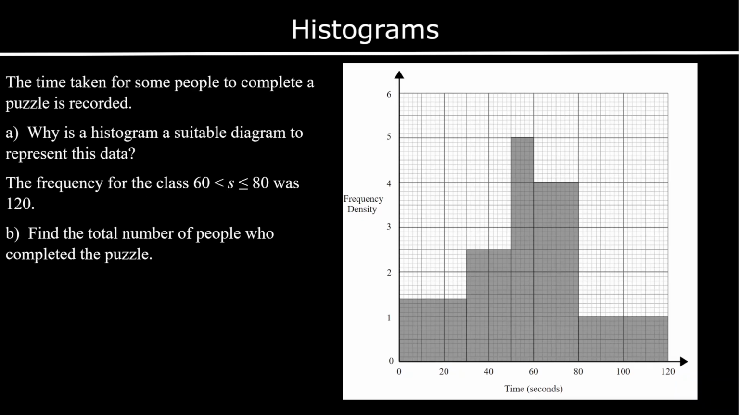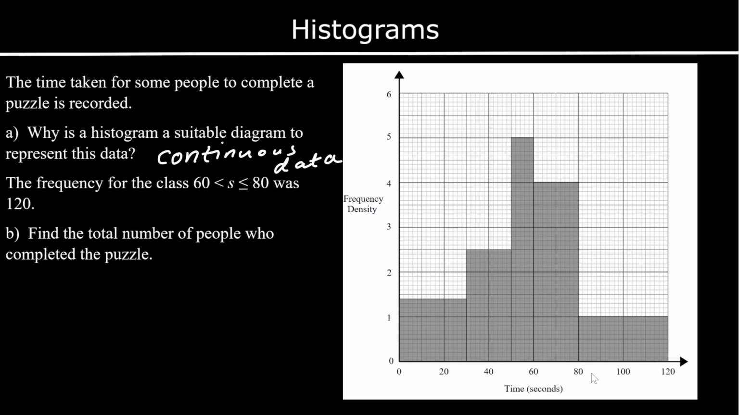Here's another question. If you want to pause the video, you can. Otherwise, let's just keep going through it. So the time taken for some people to complete a puzzle is recorded. Why is a histogram a suitable diagram to represent the data? So because it's continuous data. So histograms are suitable for continuous data. The frequency for the 60 to 80 group was 120.